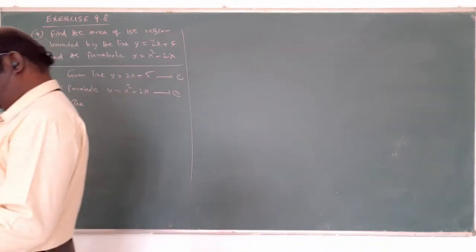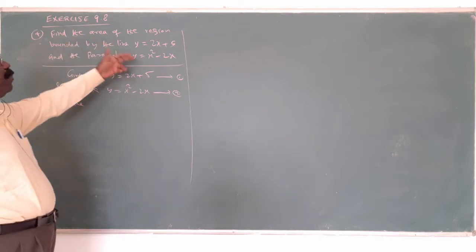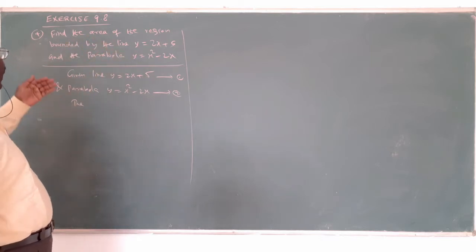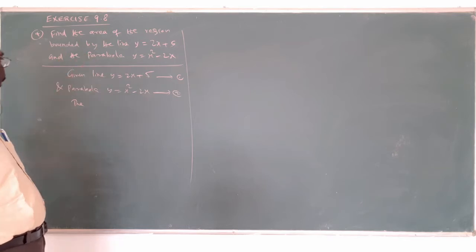Question number 4. Check this problem. The first three questions are already over. Now, one straight line and one parabola are given. Find the area of the region bounded by the line and the parabola, it is asking.